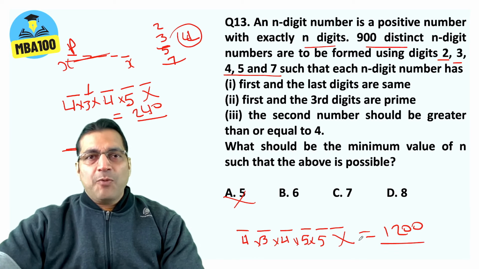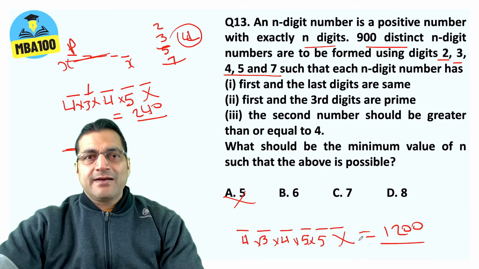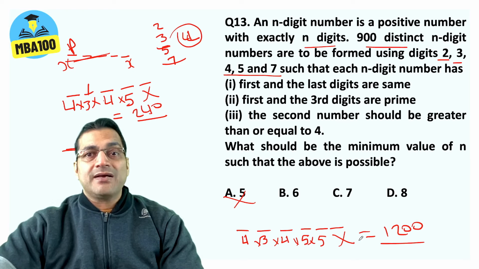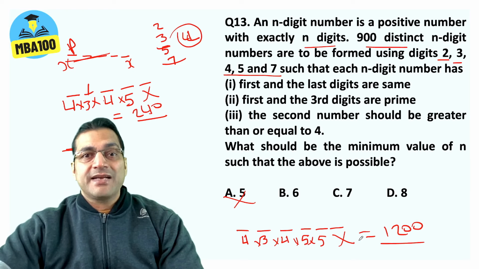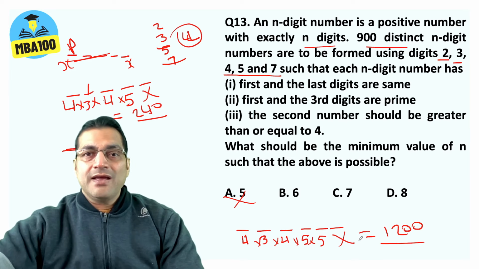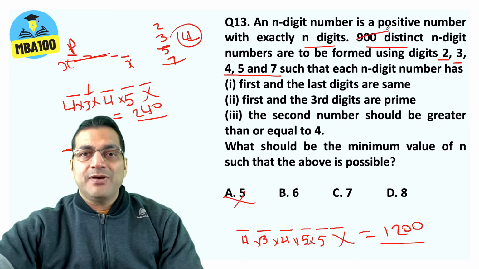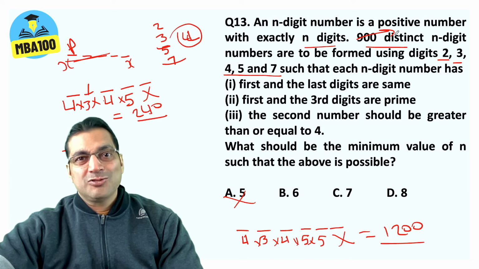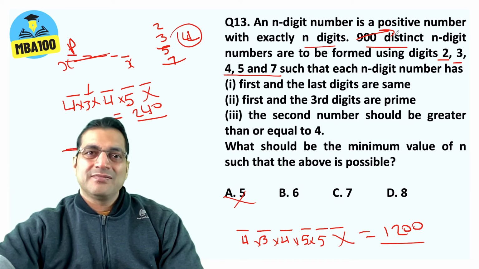So now you have already made 900 distinct n-digit numbers. They are not saying that you should be able to make exactly 900 distinct n-digit numbers. Okay, it only means that you should be able to make at least 900 distinct n-digit numbers. Alright, this is where the trick lied. I also got tricked in the examination hall. It did not strike immediately.